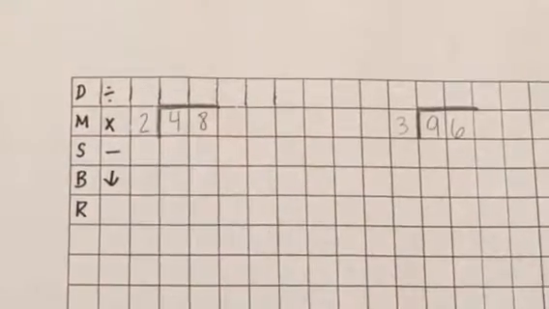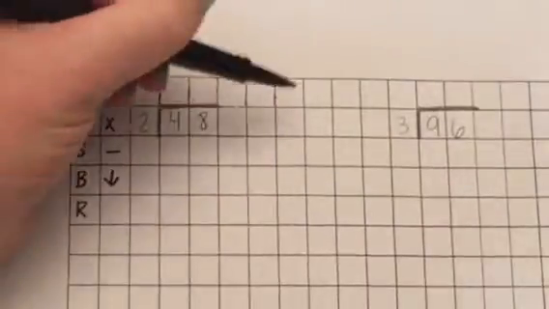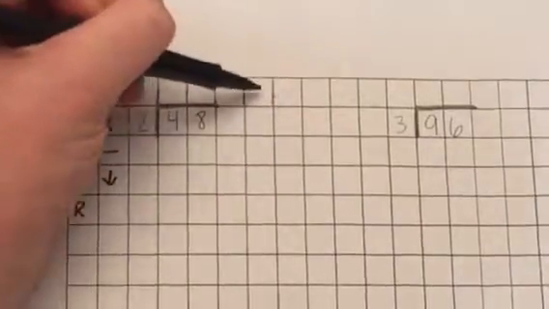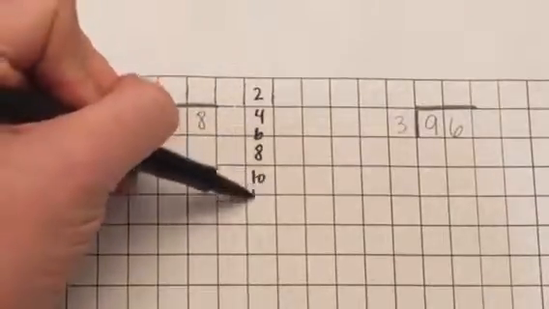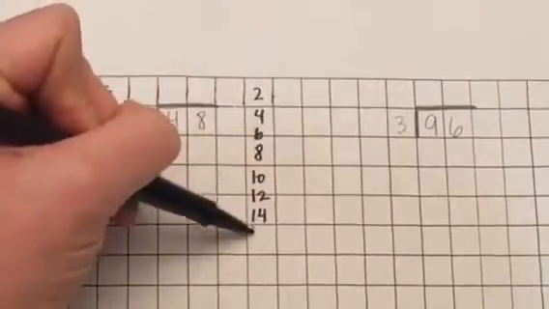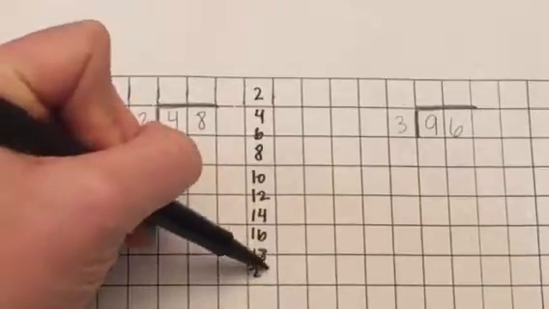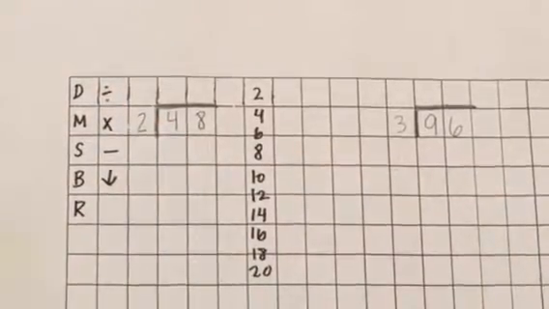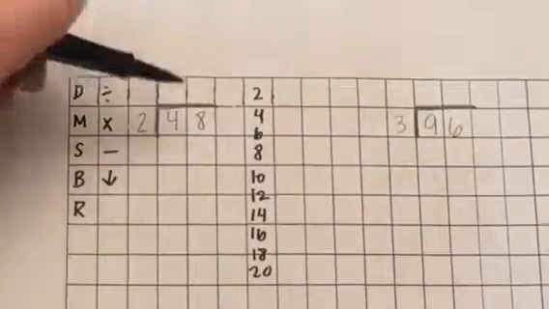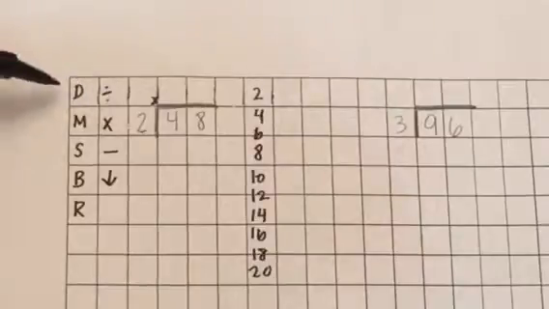And what I like doing is putting all of my multiples for a number over here, up to 10 at least. So I'm going to put 2, 4, 6, 8, 10, 12, 14, 16, 18, 20. Now if you have a multiplication grid, that will help, but I just like having my multiples right next door.